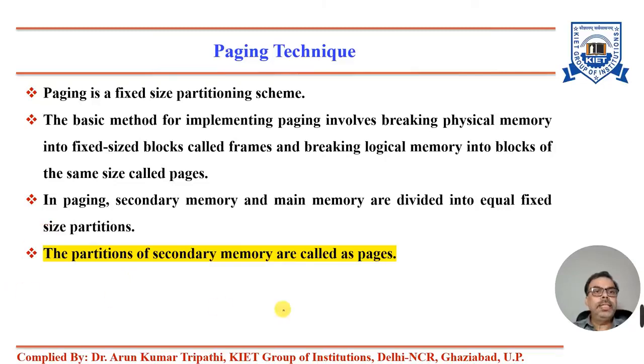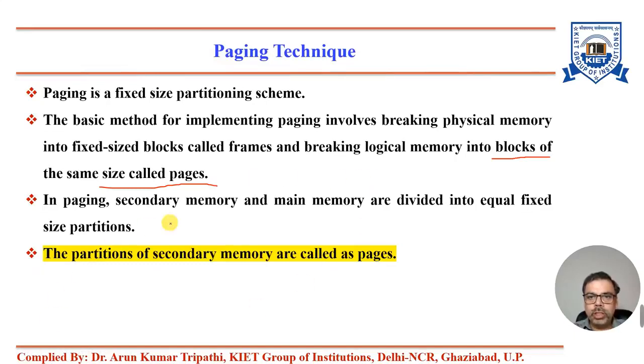Paging. Paging is a fixed size partitioning scheme. The basic method for implementation of paging involves breaking the physical memory into fixed size blocks known as frames, and breaking the logical memory into blocks of the same size called pages. Means the physical memory, that means RAM, is divided into equal size chunks, which are known as the frames.